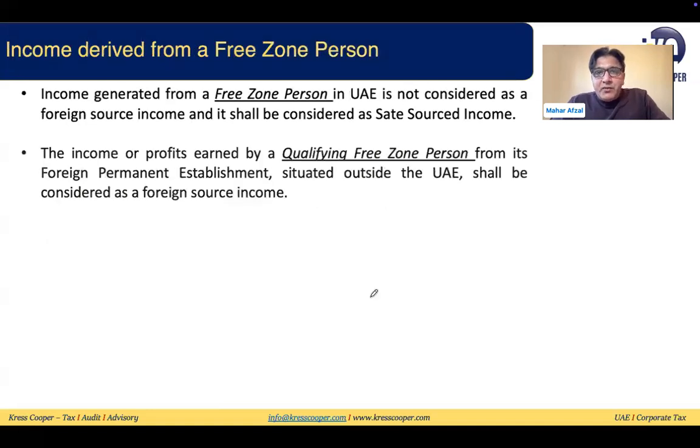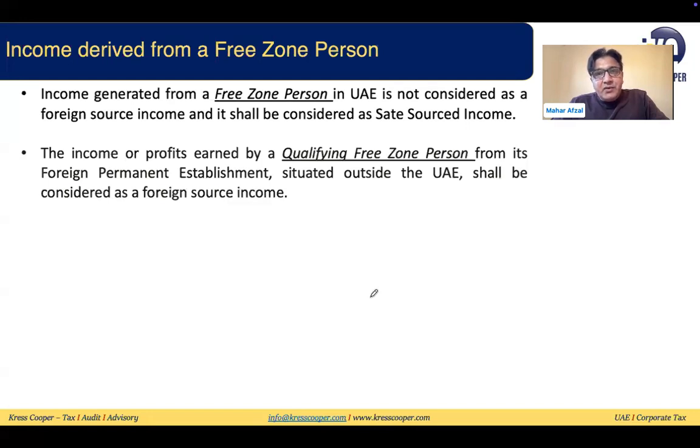One thing is important: if a mainland company is generating income from a free zone person, free zones are under the territory of the UAE, so it will be considered UAE sourced income.